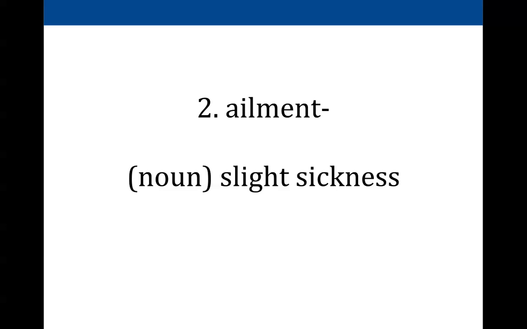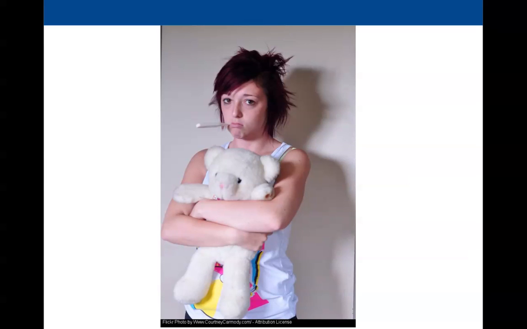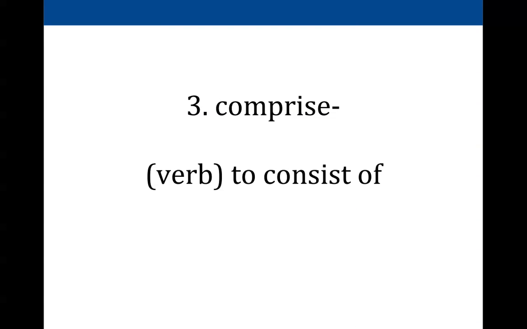Two is ailment, and it's a noun, and it's a slight illness, usually not something extremely serious. The word ail is actually a verb that means to cause pain. So that's a root word within this larger word. So ailment is a noun, a slight sickness. When you stay home from school, you just have a small fever or maybe a little cough, but it's not something that you'd probably even necessarily go to the doctor for.